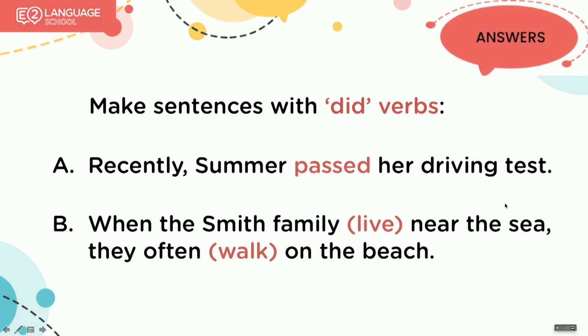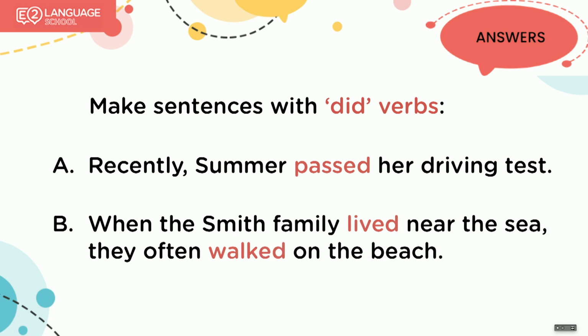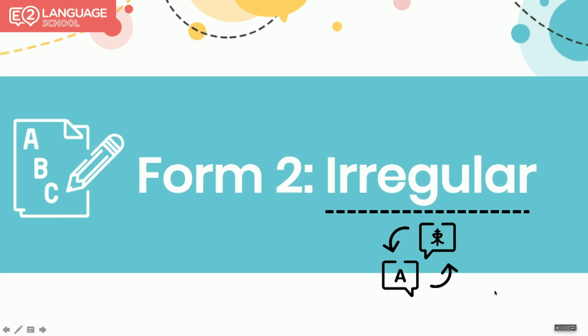Okie dokie, let's check the answers here. A: recently, Summer passed her driving test. So we change pass to past. B: when the Smith family lived near the sea, they often walked on the beach. How did you go with those ones? Hopefully you got that right.